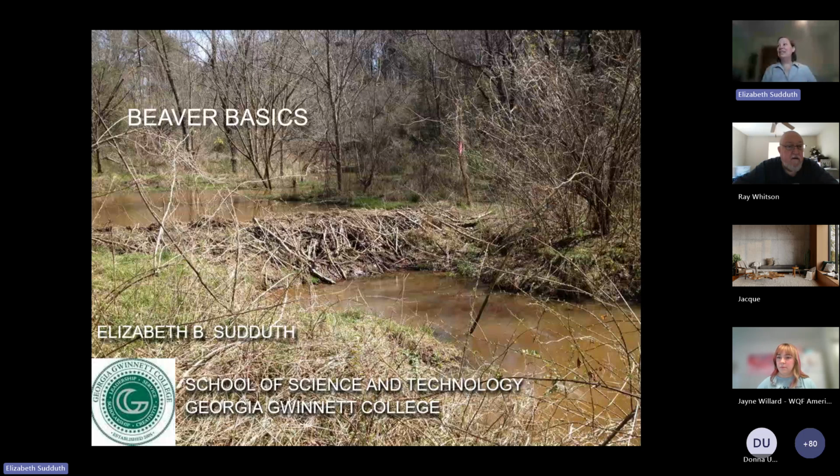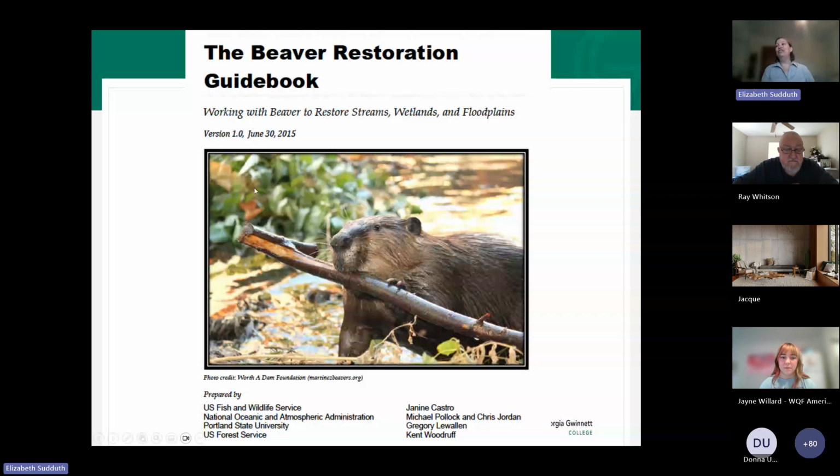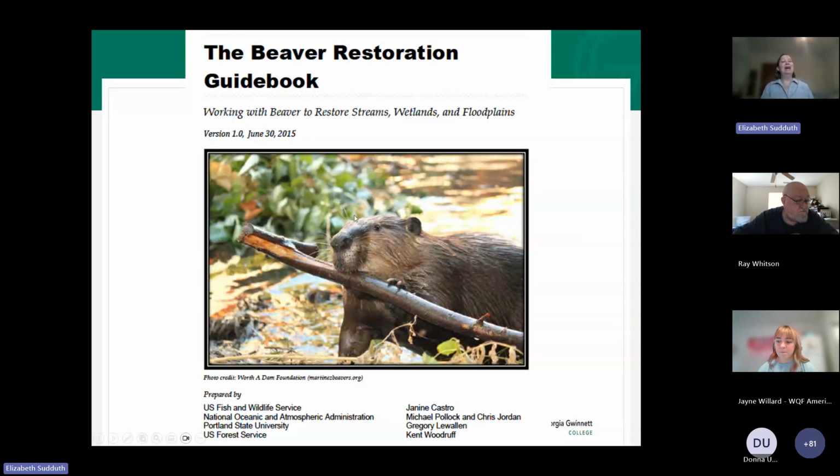So I first want to acknowledge up front an amazing resource, and that provides you links to so many more amazing resources. The Beaver Restoration Guidebook is produced by the federal government and is available for free online. I have an old screenshot here, version 1.0. We're now to version 3.0, and I encourage you, if you get excited by stuff you hear today, this is a great resource with so many references to other great resources to learn a lot more, and I thank them for some great beaver pictures I'm going to share with you.